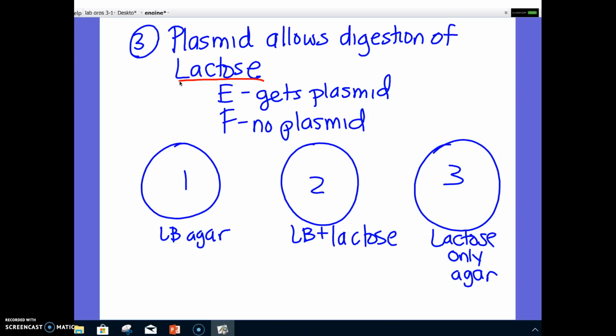So plate 1, LB agar. What would grow on that plate? Everything, because again, we're not screening it. There's nothing on this plate that would prevent a bacteria from growing. We're feeding them food, so whether they got the plasmid or not, they would all grow.